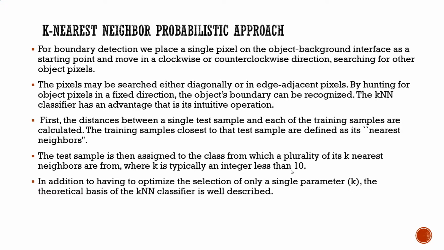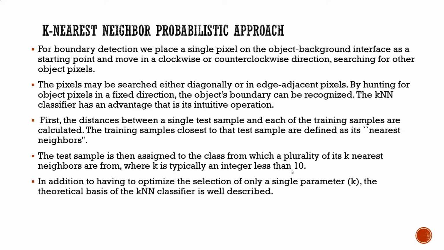For boundary detection, we place a single pixel on the object background interface as explained before. The pixels can be searched either diagonally or in adjacent pixels, and we follow the hunting mechanism by using the k-nearest neighbor probabilistic approach. It has the advantage of its intuitive operation.